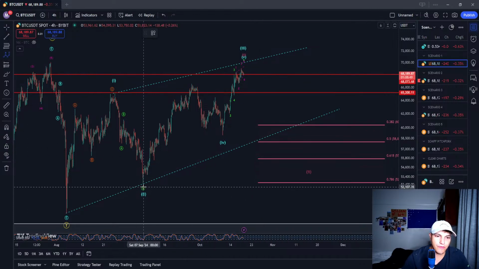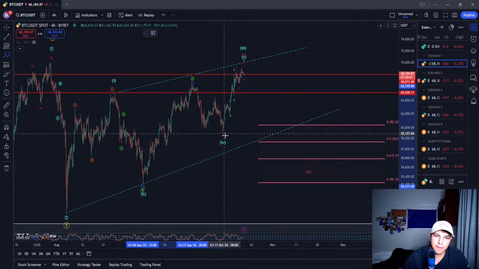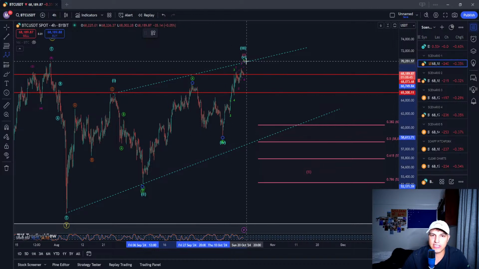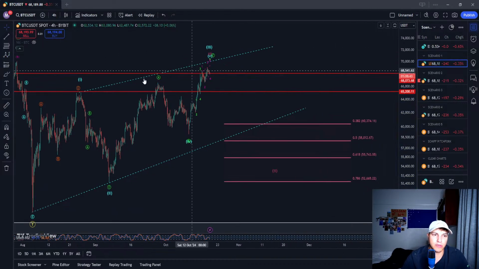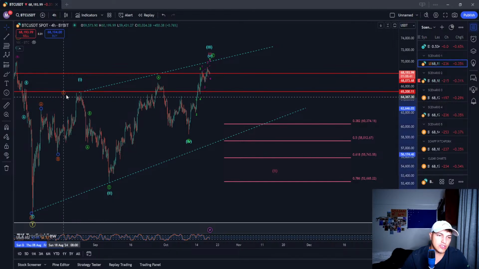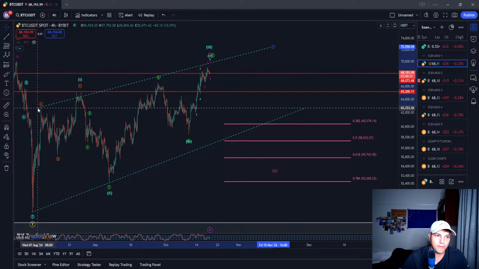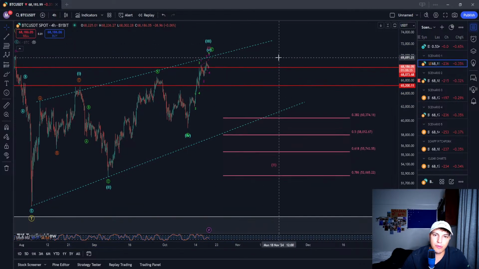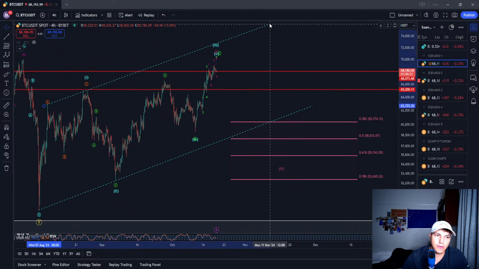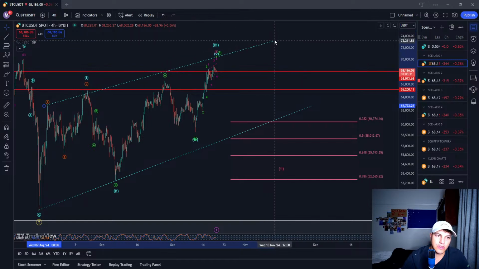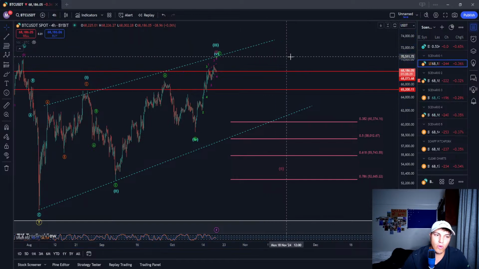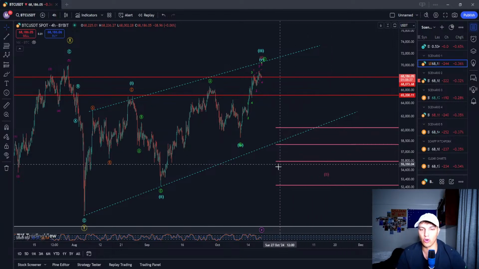A wave. A up, B down, and C up. Possibly finishing that ABC soon at some point. We will get into that now. If we mark this off here, we can actually see that being the trend line more so there. Cool.